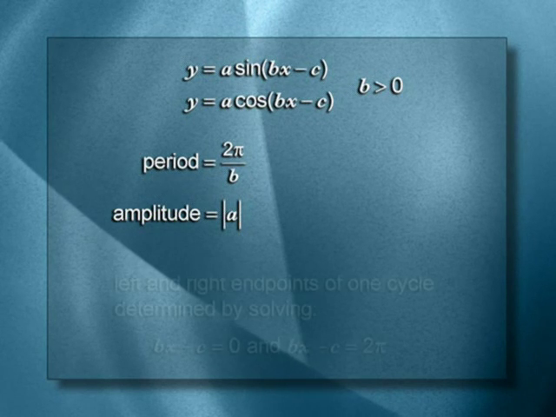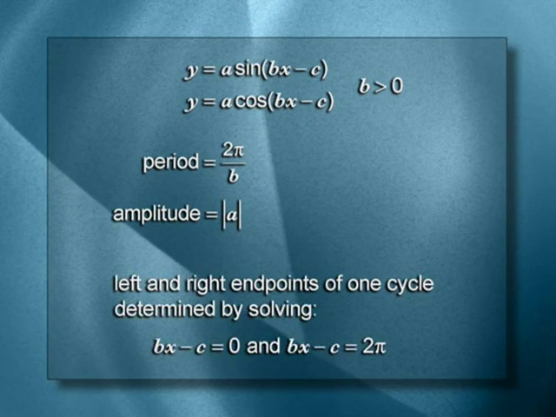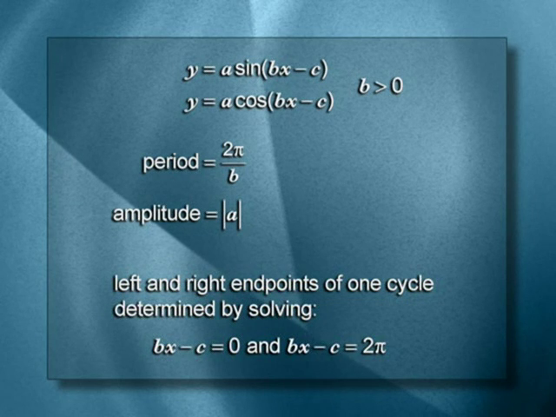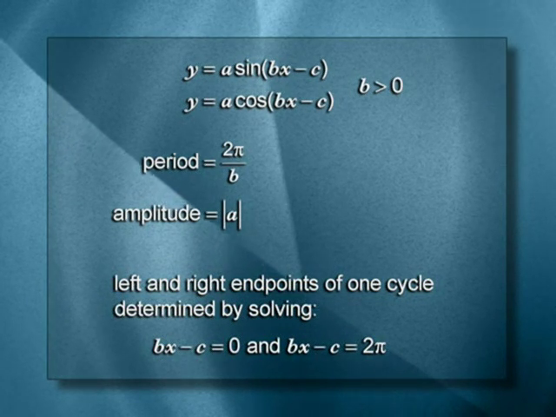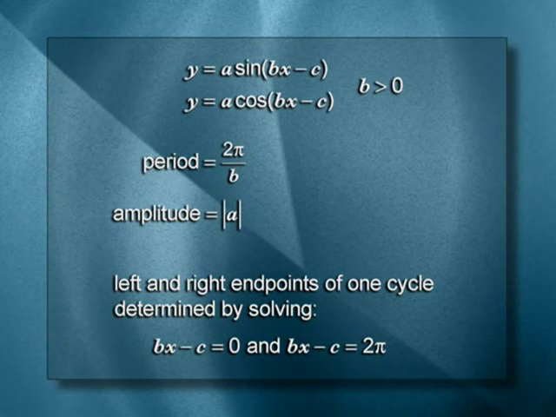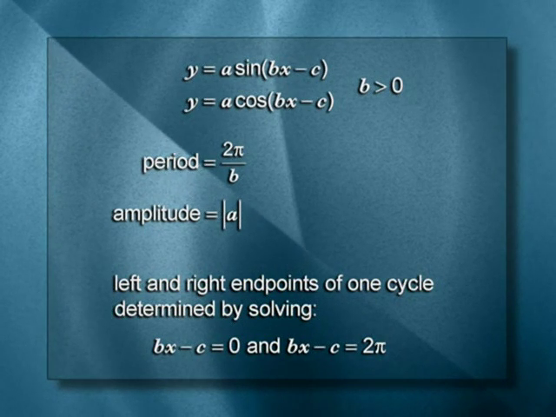And then to get the right hand and left hand endpoints of a full cycle, what do you do? Well, you solve bx minus c equals 0, sort of the beginning part of a cycle, and then you do bx minus c equals 2 pi for the end of the cycle. Perhaps it wasn't so difficult after all, but no, I have to tell you, it is pretty difficult. I think graphing these shifted sine curves is quite difficult. Plugging in values and checking with a graphing utility sure help.